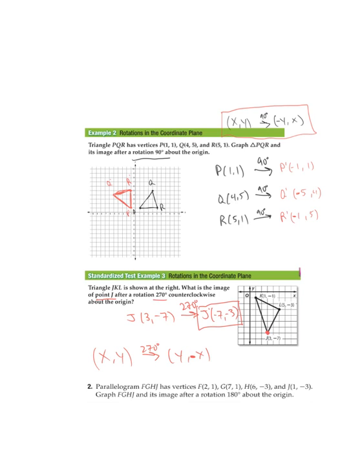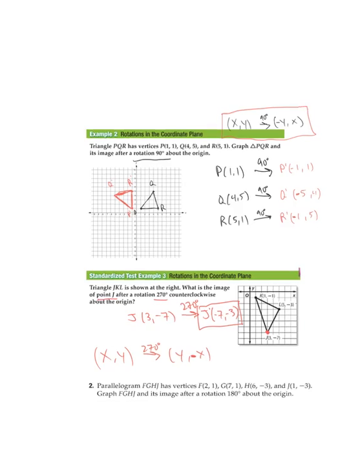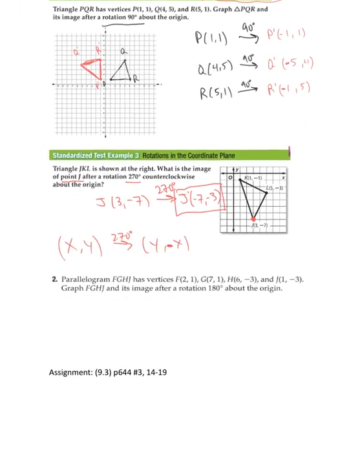Guys, it didn't necessarily ask us to rotate all of them. It just asked for the image of J. So we don't have room on the graph to graph that. We're good there. Okay.